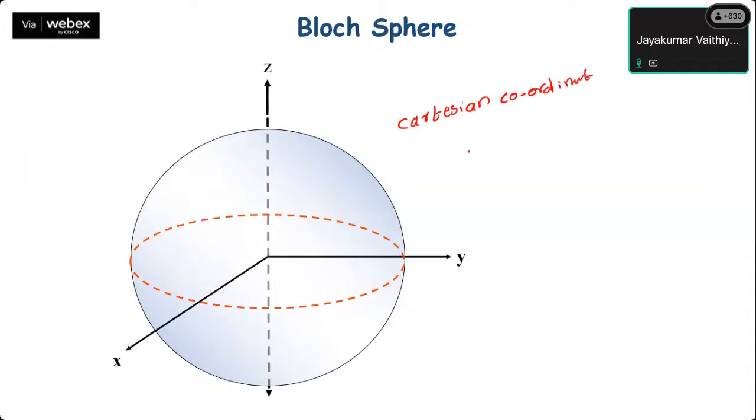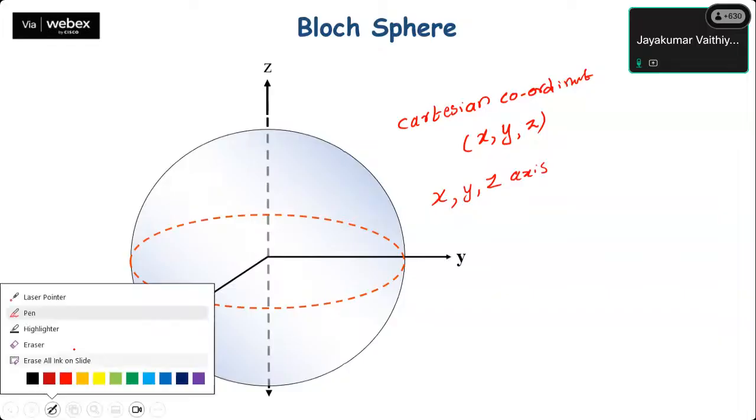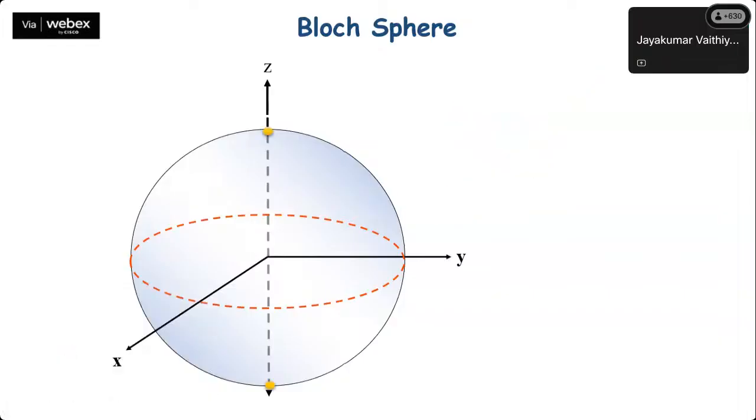So what are the Cartesian coordinates? Generally x, y, z. If you have three coordinates, you can represent any point in this block sphere. For this, you need to have three axes: X, Y, Z axis. And we are taking two extreme points. These two are called extreme points. Here we are mapping our quantum states.